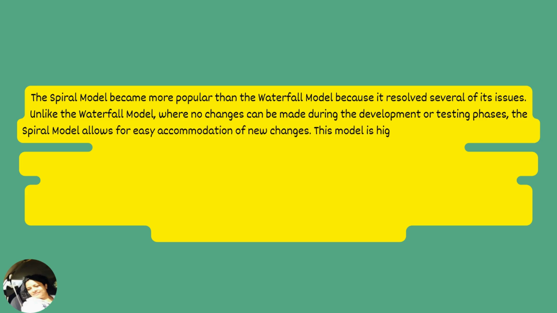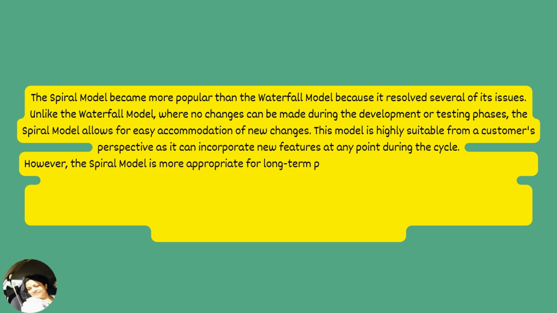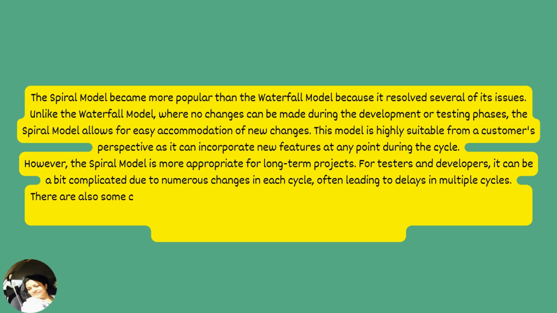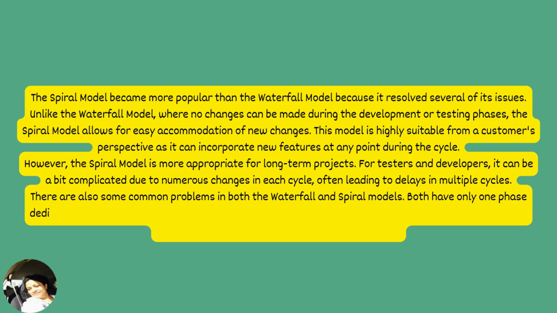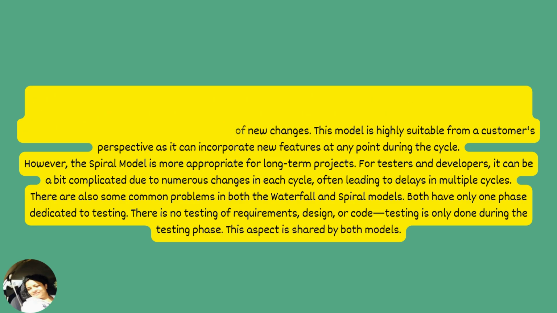This model is highly suitable from a customer's perspective as it can incorporate new features at any point during the cycle. However, the spiral model is more appropriate for long term projects. For testers and developers, it can be a bit complicated due to numerous changes in each cycle, often leading to delays in multiple cycles. There are also some common problems in both the waterfall and spiral models. Both have only one phase dedicated to testing. There is no testing of requirements, design, or code. Testing is only done during the testing phase. This aspect is shared by both models.